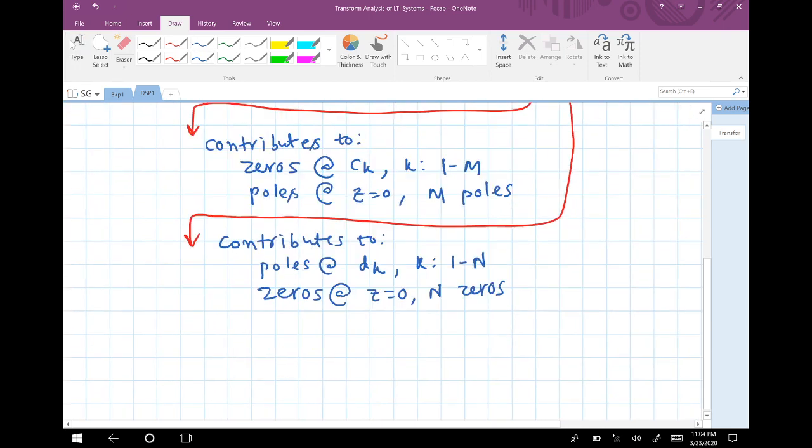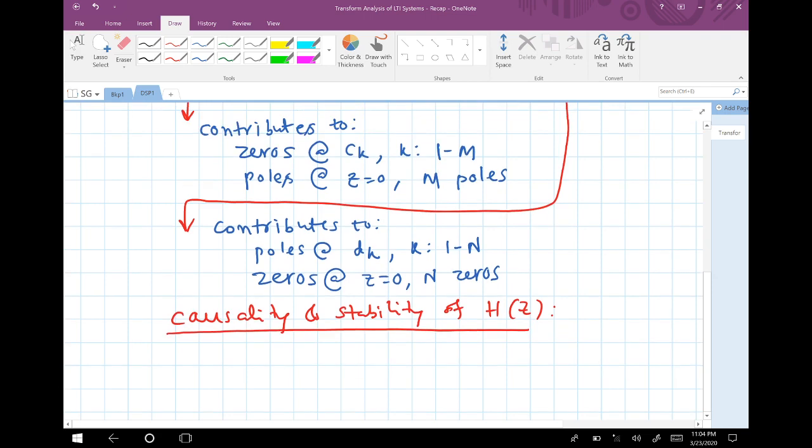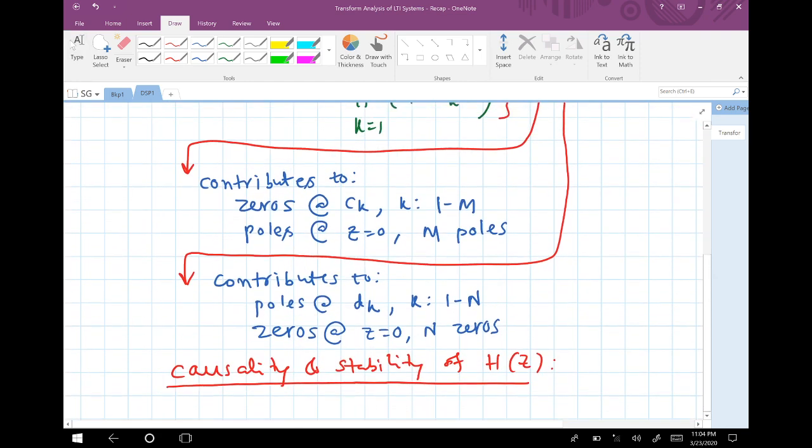Now let's take a look at the causality and stability of H of z. On what values does it depend? It depends on the poles of the given H of z. So where does it have poles? It has poles at z equal to 0, if m is greater than n, and more importantly, poles are there at dk. Those are the poles.